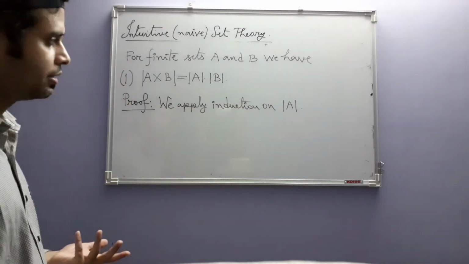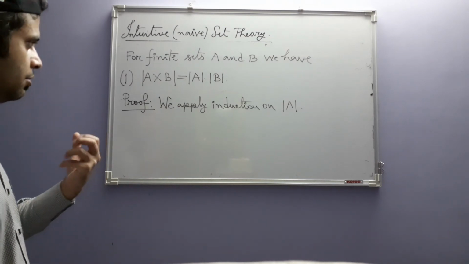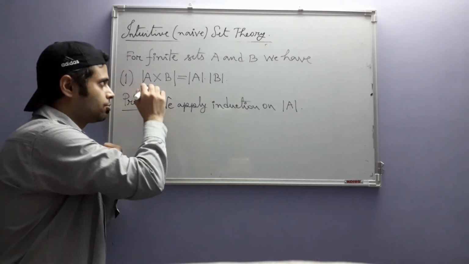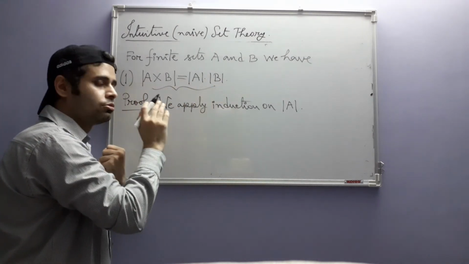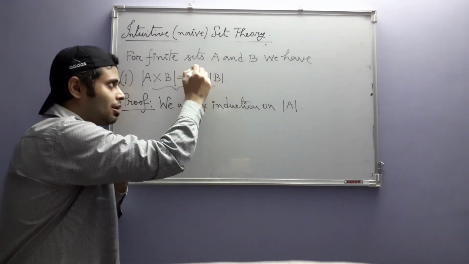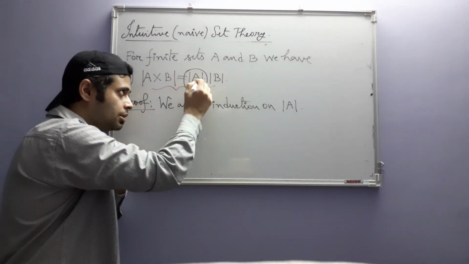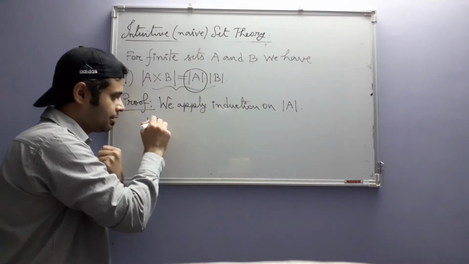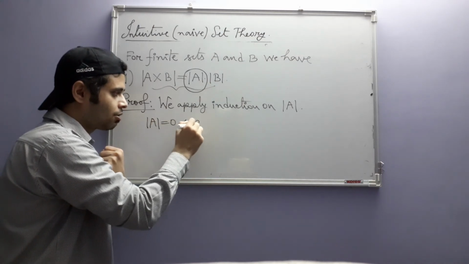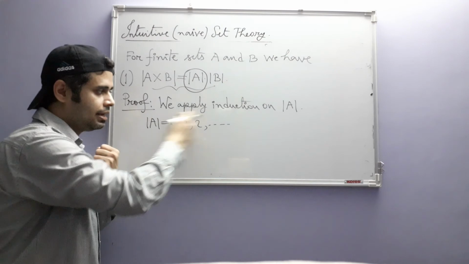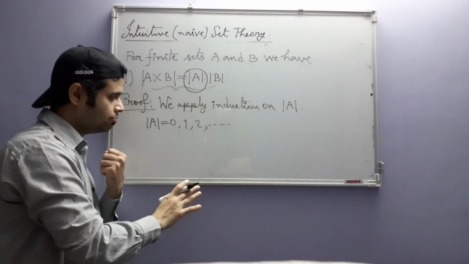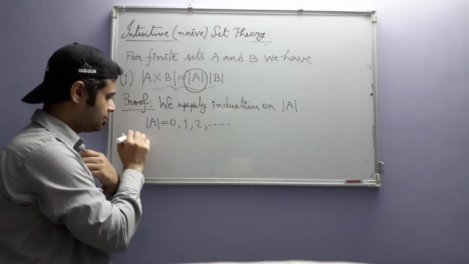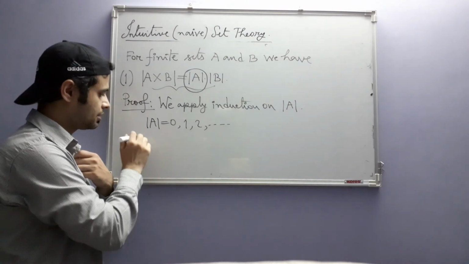But what does that mean? See, what we are trying to do here, we are trying to show that this statement is true for all values of the cardinality of A. And the cardinality of A can take these values, it can either be 0 or 1 or 2, etc. It can be any of these. So we want to prove that it is true for all of them. So actually the strategy of the proof is like this.